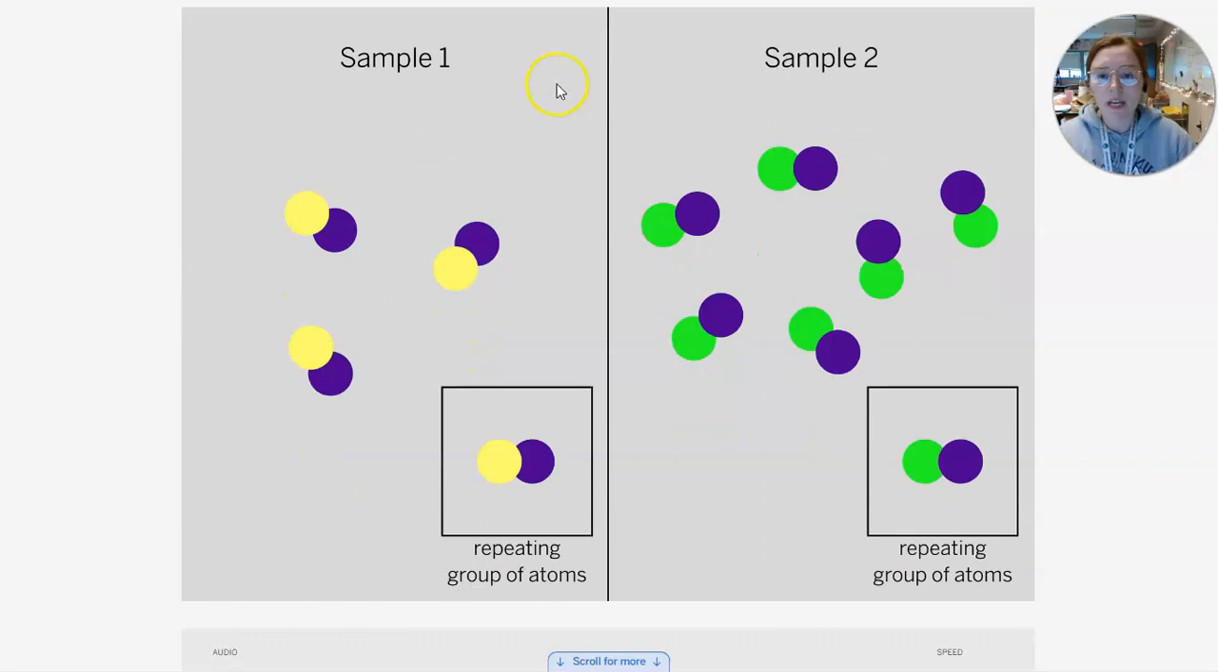So here's my first picture. I have sample 1 and sample 2. Right off the bat, what I'm really trying to look at immediately is, is sample 1 the same as sample 2? This has a yellow, that one has a green. So without even reading the question yet, I know that these are 2 different substances. If these are 2 different substances, do they have the same property or different properties? They have to have different properties. Already, I haven't even read the question and I know most of the information.